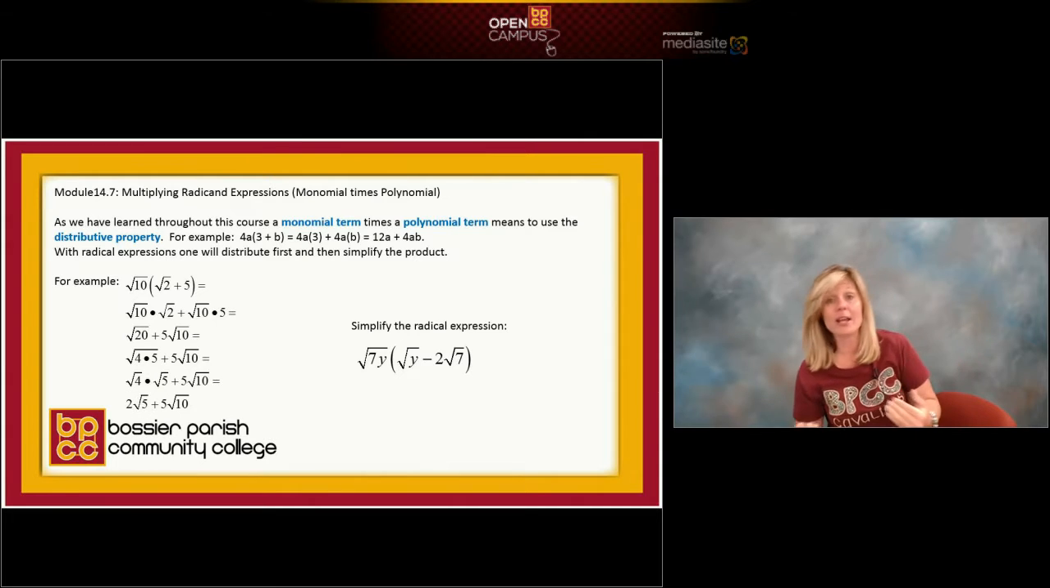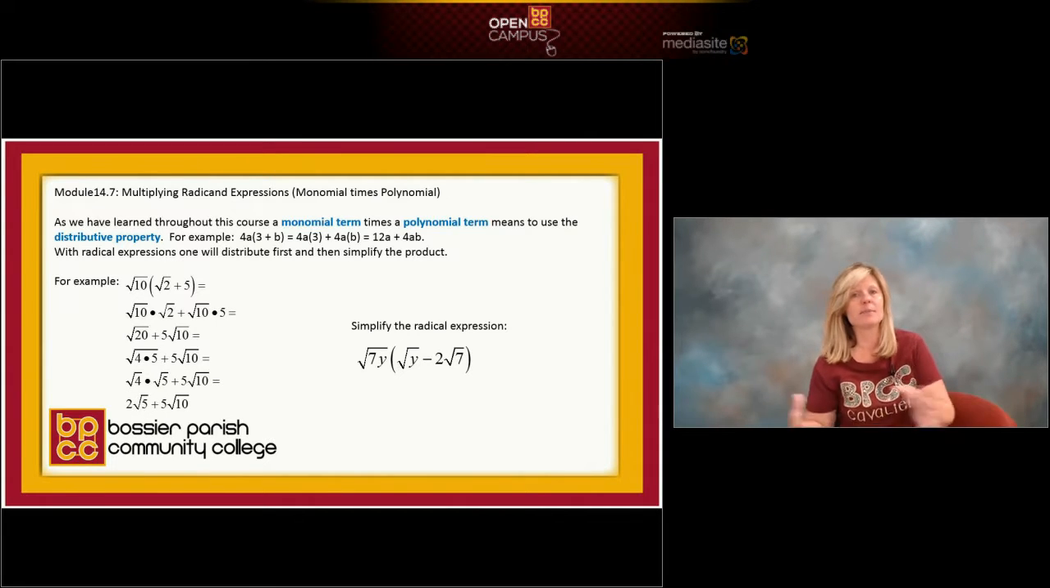And we know the way you multiply a monomial times any polynomial is to use your distributive property, to make sure every term inside of the parentheses gets multiplied by that monomial. So we know 4a would get multiplied to 3 and get 12a, and we know 4a would get multiplied to b and give us 4ab. And that's how we got rid of the parentheses.